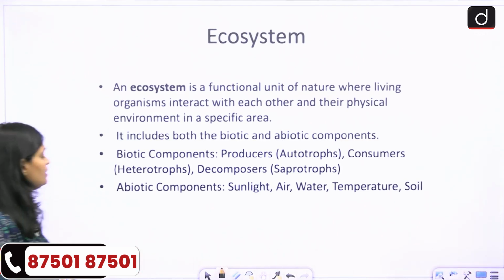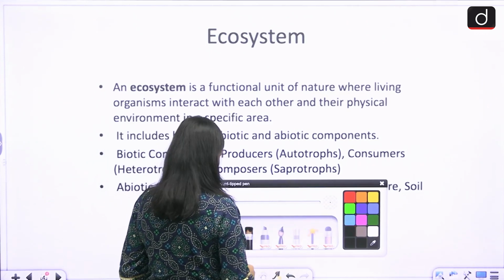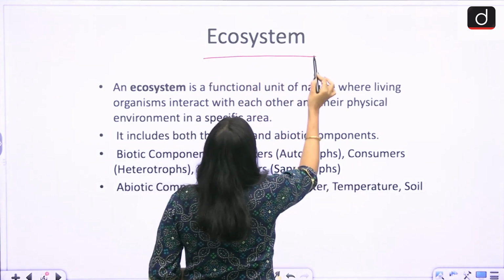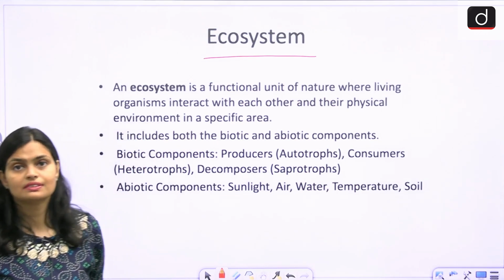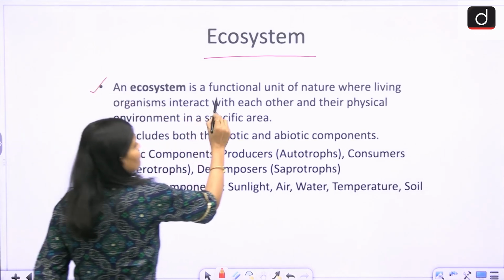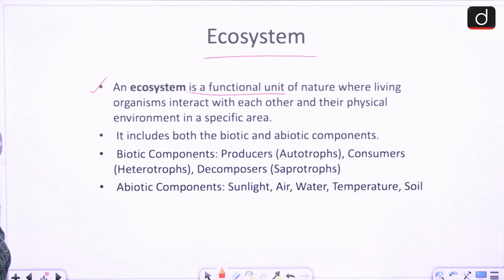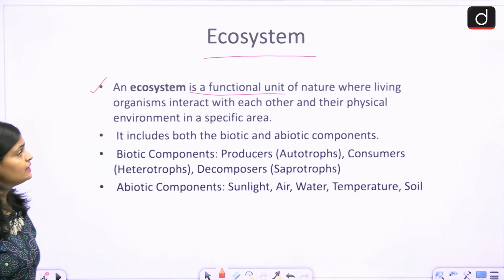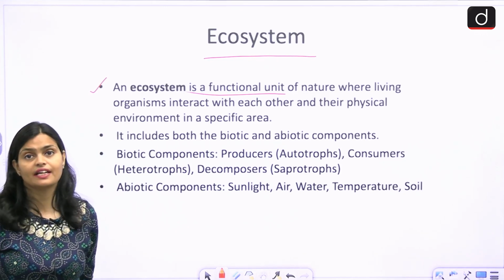So first of all, let us understand what you mean by ecosystem. What do you mean by ecosystem? So guys, ecosystem is basically a functional unit of nature where living organisms interact with each other and their physical environment in a specific area.